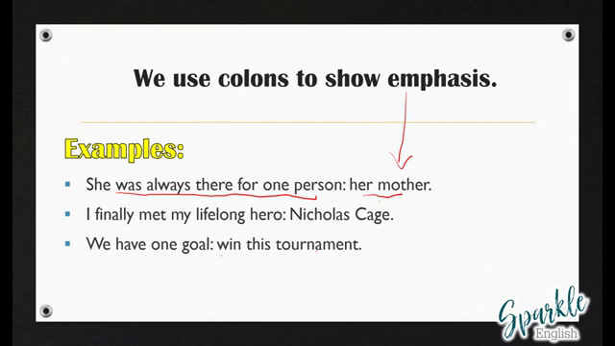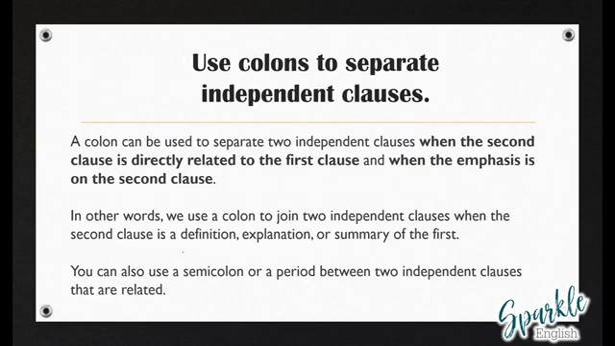Again, we're using the colon to provide emphasis and connecting these two sentences which are directly related. We can also use colons to separate independent clauses. A colon can be used to separate two independent clauses when the second clause is directly related to the first clause and when the emphasis is on the second clause. In other words, we use a colon to join two independent clauses when the second clause is a definition, explanation, or summary of the first.